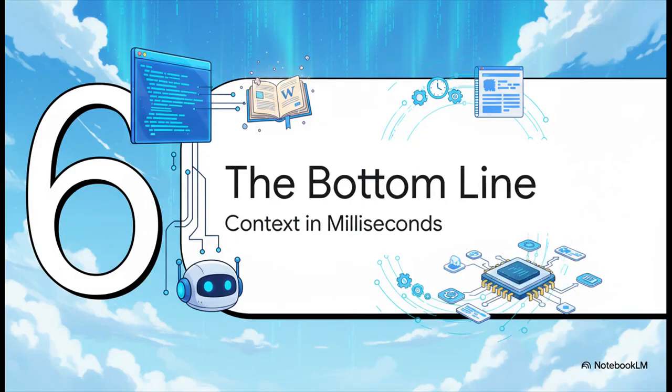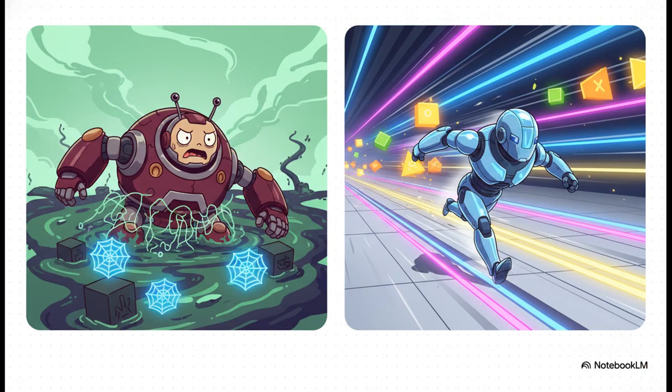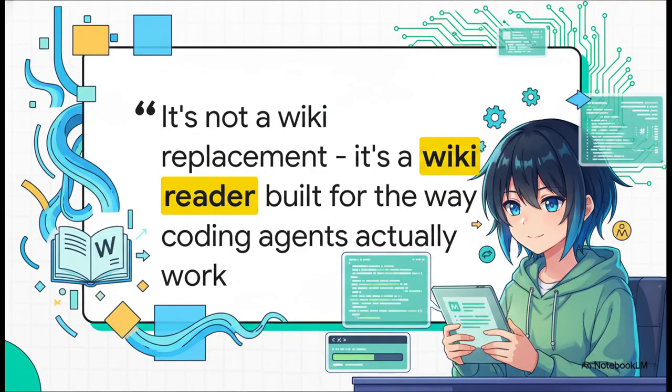Okay, final section. Section 6, the bottom line. Getting context in milliseconds. By moving from a human-native web format over to an agent-native pipeline using standard output, we are completely transforming the workflow here. We're slashing the time it takes for an AI to get repository context, going from literally minutes of fighting with HTML tags and unstructured data straight down to mere milliseconds to receive clean, highly composable Markdown. It is a night and day difference in performance, and that directly translates into much faster, way more accurate code generation. It's not a wiki replacement. It's a wiki reader built for the way coding agents actually work.